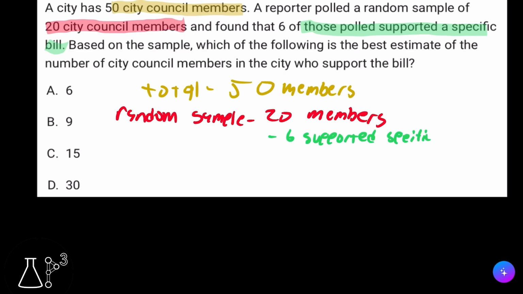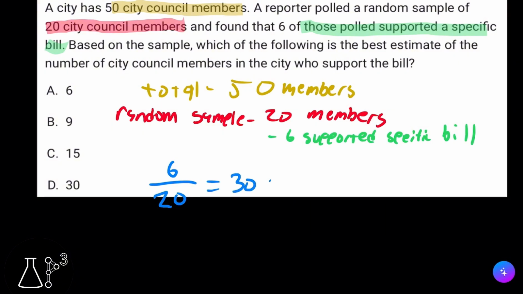And we are looking for what is the best estimate of the number of city council members who supported the bill. So the total amount of council members in the city. So what can we do to figure that out? What we can do is divide 6 by 20 to understand the percentage of how many people support the bill, regardless how big the city council is in the random sample. So let me do this in blue, we can do 6 divided by 20 to get the percentage of 30%.